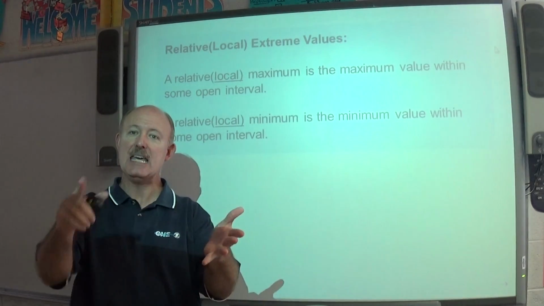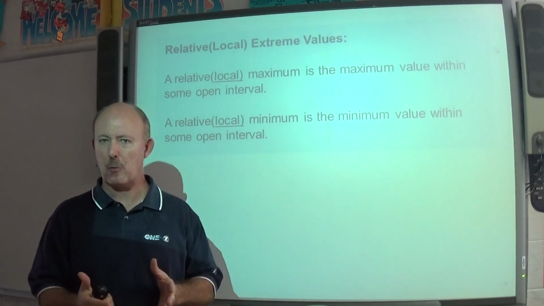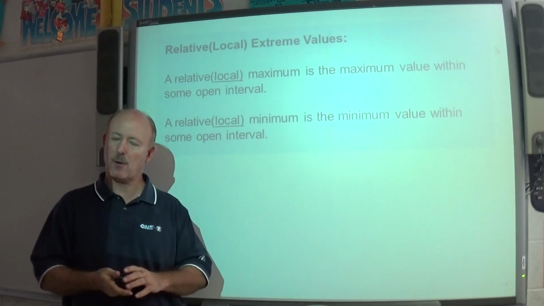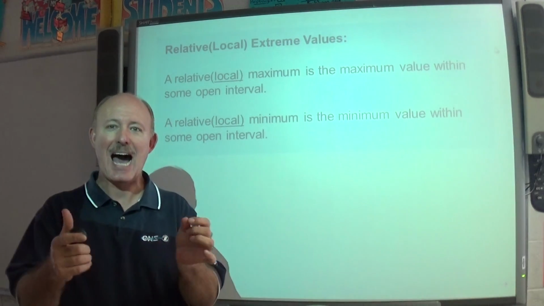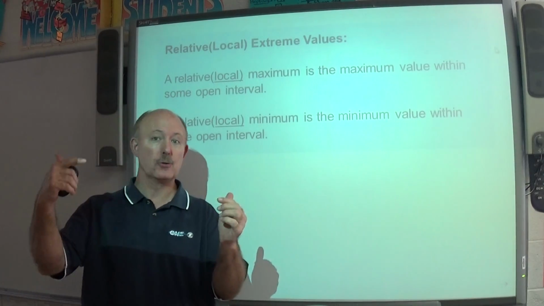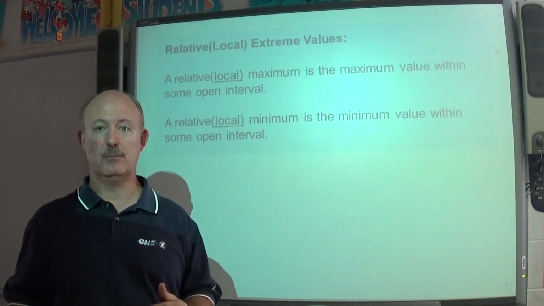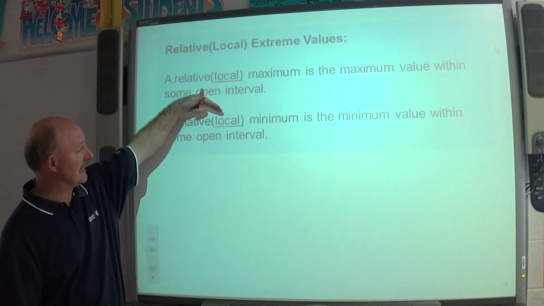It would be like maybe a hill within a particular neighborhood of the graph. But it's not the highest point on the graph. So a relative maximum would simply be a high point. Not the highest point, though. The highest point is going to be the absolute maximum. All right? Now, a relative minimum, sometimes referred to as a local minimum.